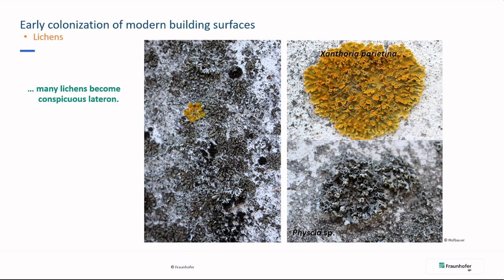The yellow form you saw before is Xanthoria parietina. It's one of the lichens that is unusually resistant to pollution, so you still find it in the cities. Also some Physcia species can stand higher pollution than other lichens, and this then may reach the size of several centimeters in diameter.